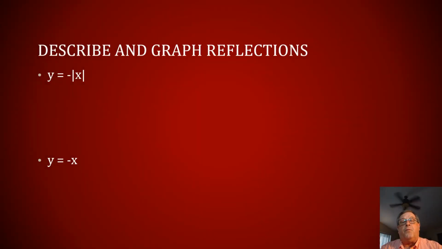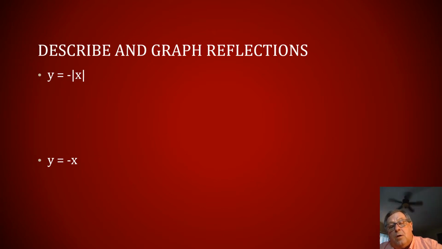The next group of transformations we're going to look at are reflections. And another term that we can use for reflections, one that I like, is a flip. A reflection is a flip. So let's see, here on this first one, I got y equals negative the absolute value of x.